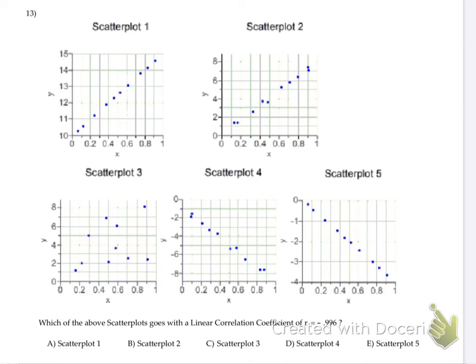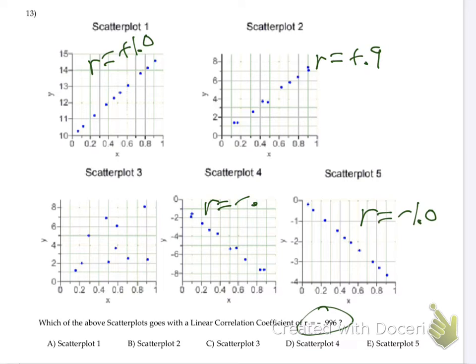All right, number 13. So this was probably easy for you. Looking at those scatter plots, they're saying which one is R equals negative 0.996. Remember how it works? This one would be R is negative 1.0 because it's going down in a perfect line. This one is R is positive 1.0 because it's up in a perfect line. This one would be R is positive like 0.9 because they're up but not in a perfect line. This is the one that would be the negative 0.996, because that's going down but not in a perfect line.